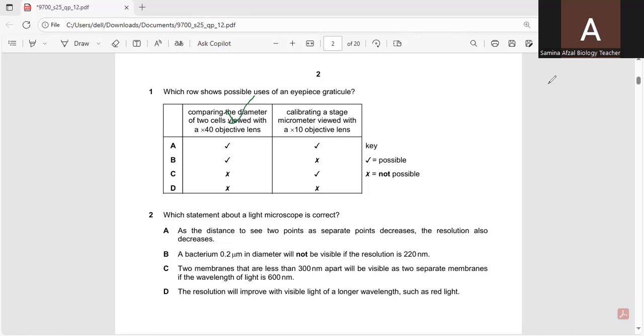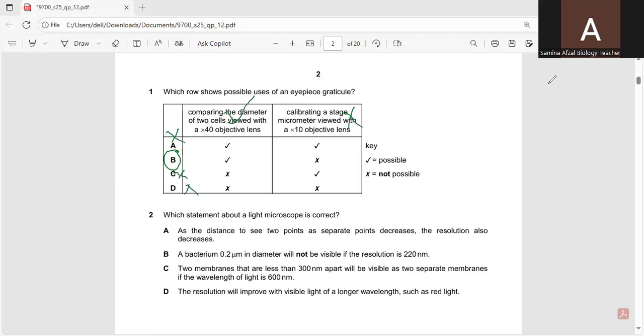So what is a stage micrometer? A stage micrometer is also a scale which is used to calibrate the eyepiece reticule. So this statement is not correct. So this is not the possible use of an eyepiece reticule in simple words. So according to this, A statement, no. Again, B can be the correct option according to our findings. C again, no. D, no.